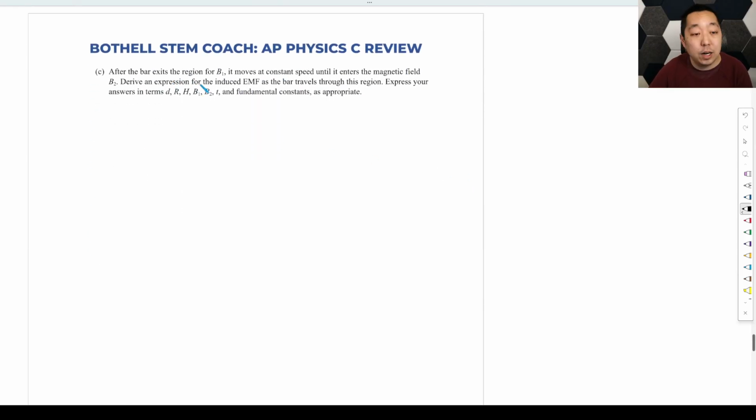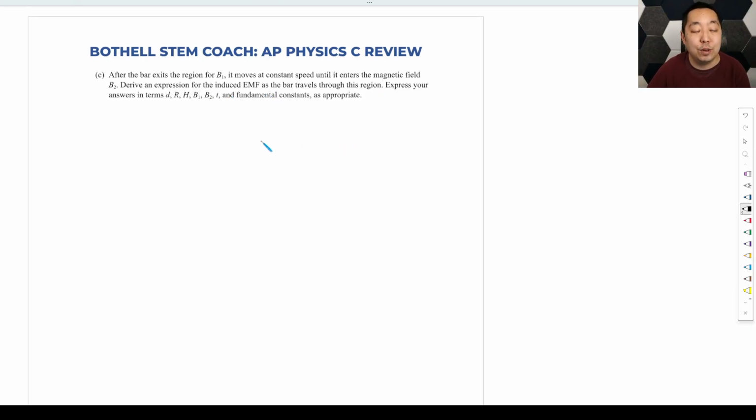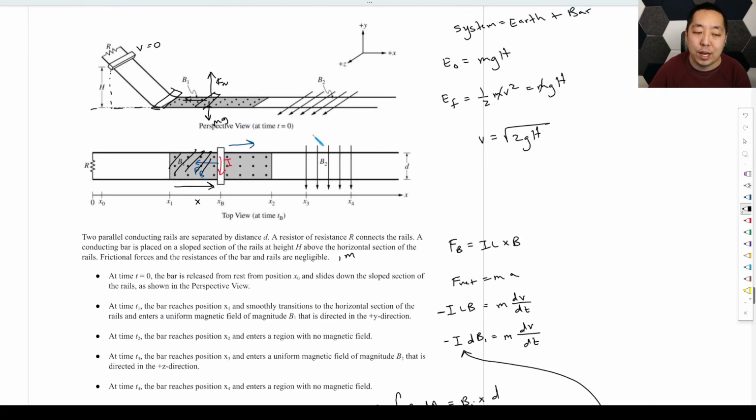Now, after the bar exits region B1, it moves at constant speed until it enters a magnetic field of B2. Derive an expression for the induced EMF as it travels through this region. This one's kind of a trick question. So it enters, so it's going to leave. Let's assume it has enough speed. It makes it through, and it goes into here.